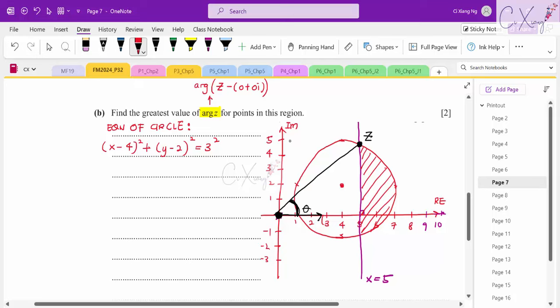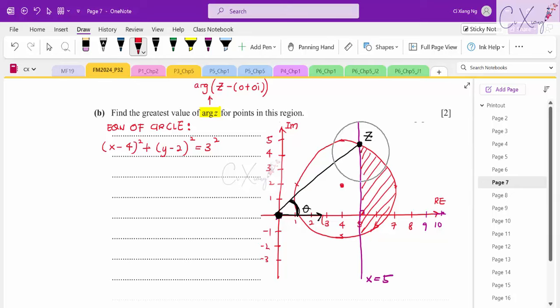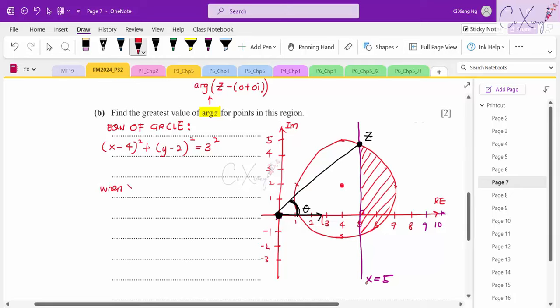Okay, so this is a circle equation. And then if I have a look for this point z, I know that the point z has the x coordinate which equals 5. So when x equals 5, what happened to your circle equation? Your circle equation will become 1.